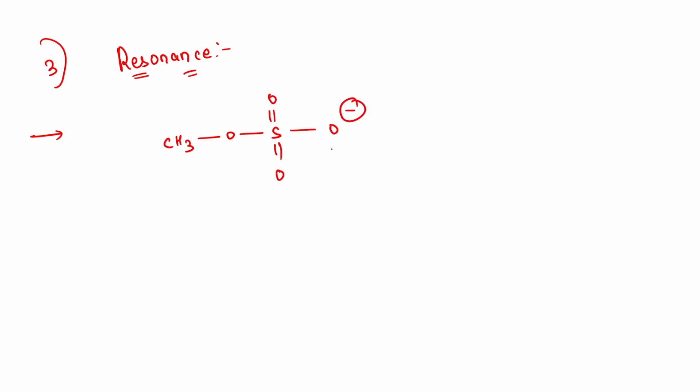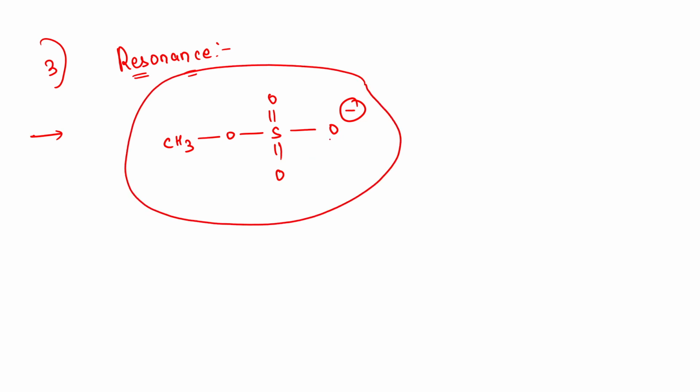Okay, so this is the negative charge on the oxygen atom. Now, this oxygen can be a good Lewis base if it is able to donate electrons very easily. This particular molecule can be considered a very good Lewis base if this oxygen atom can donate electrons very easily to form a covalent bond.